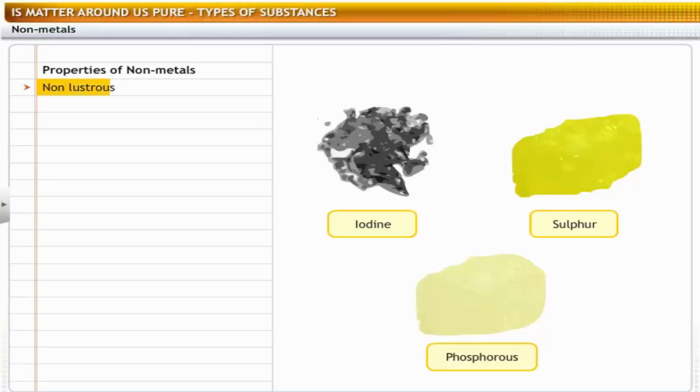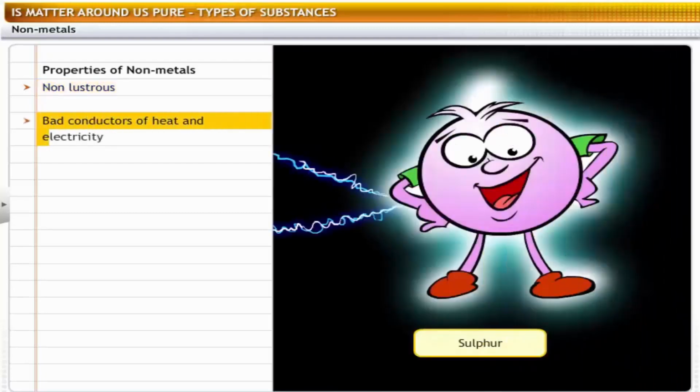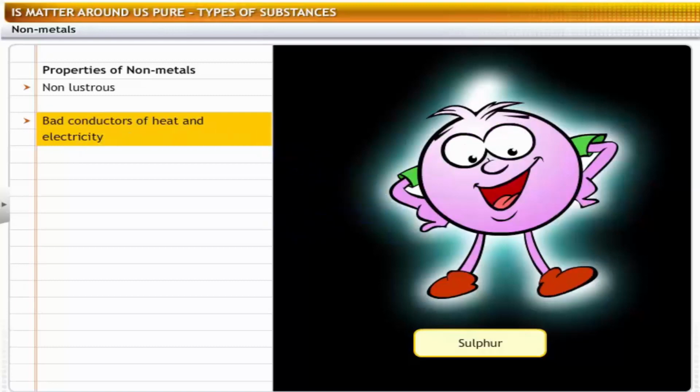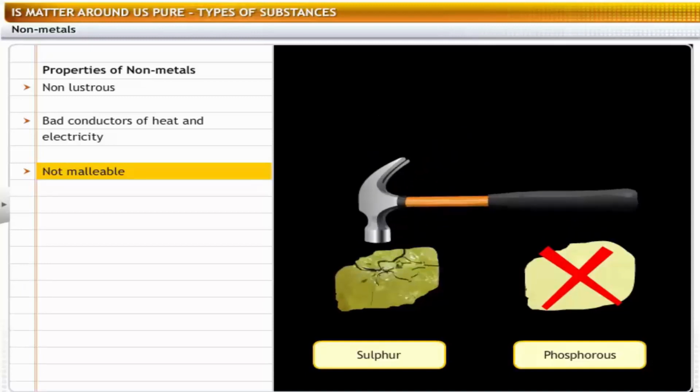They do not exhibit luster. Nonmetals are bad conductors of heat and electricity. They do not contain free electrons in them, so they do not conduct heat and electricity. For example, sulfur. They are not malleable. They cannot be drawn into sheets. For example, sulfur and phosphorus.